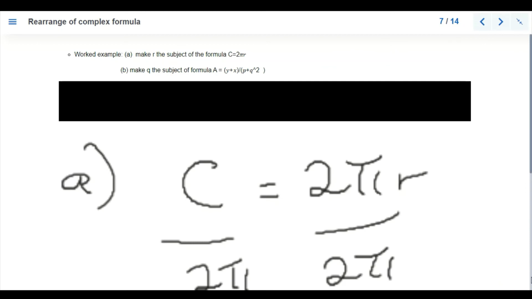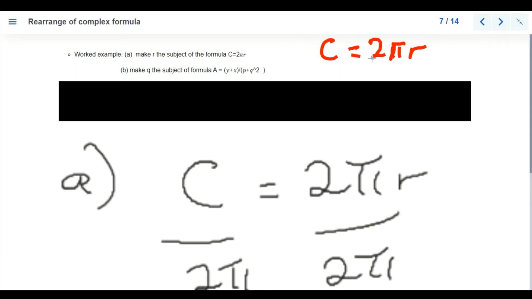We have to rearrange complex formulas here, and when we have a complex formula, we want to rearrange them. Now let's look at the first example we have here. Make r the subject of the formula from this. This is the formula for the circumference of a circle. So we have to make r the subject of the formula. So we have c equals 2 pi r. Now we are making r the subject of the formula.